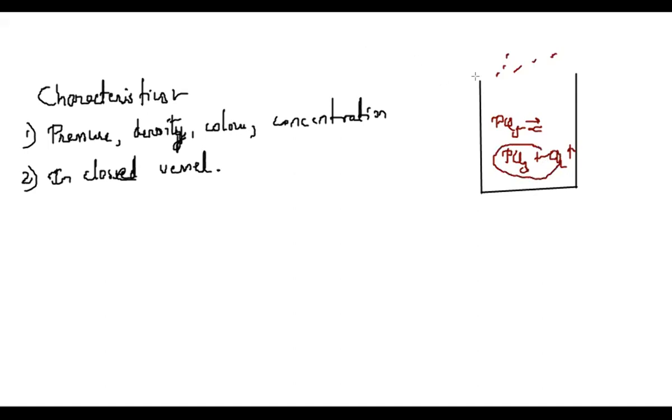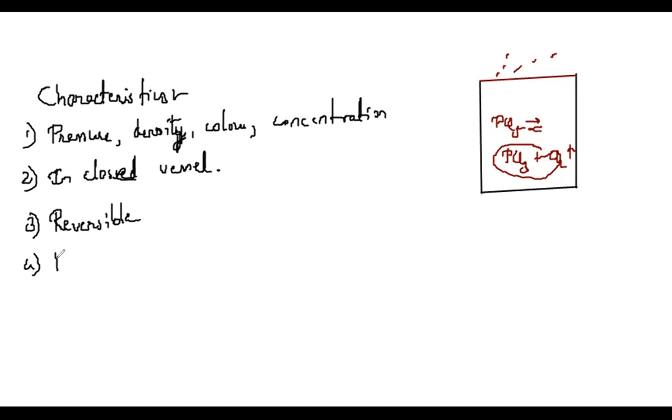Therefore, what is the condition? The vessel should be closed. You should carry out the reaction in a closed vessel for a reaction to attain equilibrium. So the equilibrium state can only be attained in a closed vessel, and the equilibrium state is reversible in nature. Only for reversible reactions can we explain the equilibrium state.